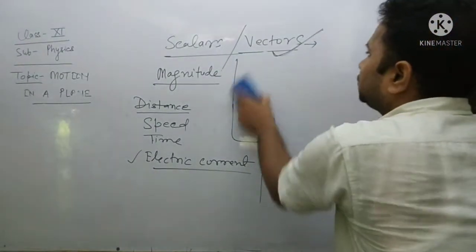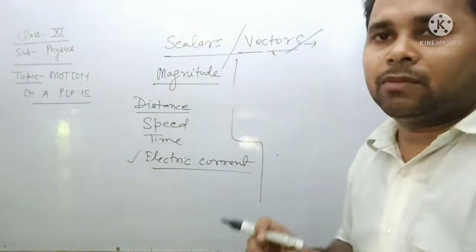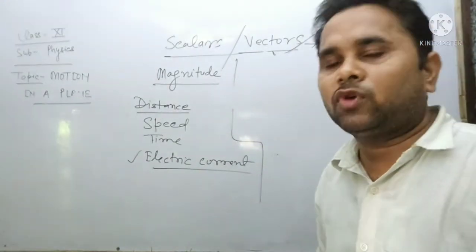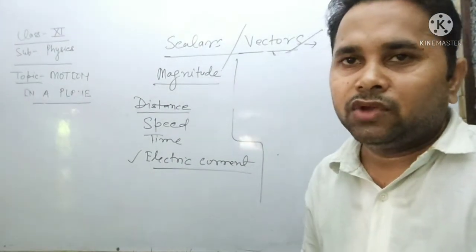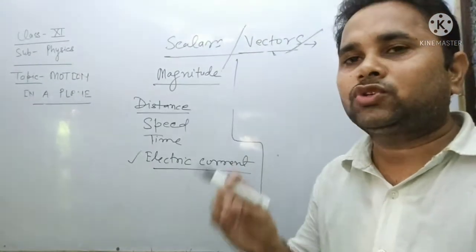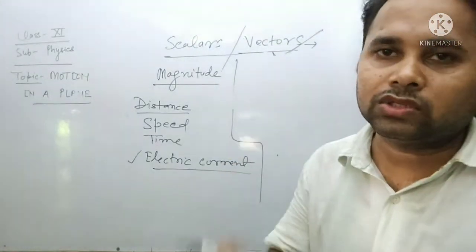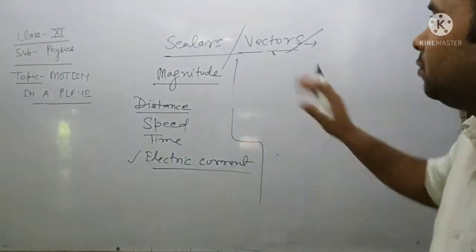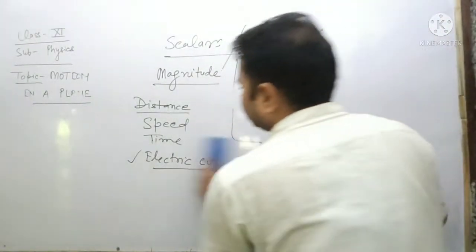So this is the definition of vector quantities. Again I am repeating, vectors are those physical quantities which have their direction, their magnitude, and they should obey the laws of vector addition. Then it will be a vector, otherwise scalar.